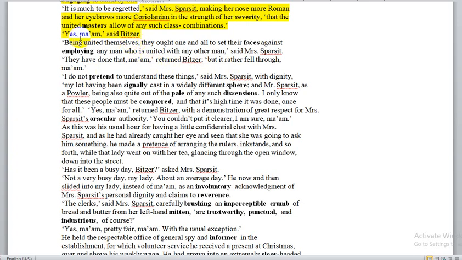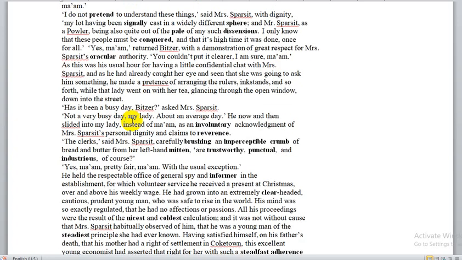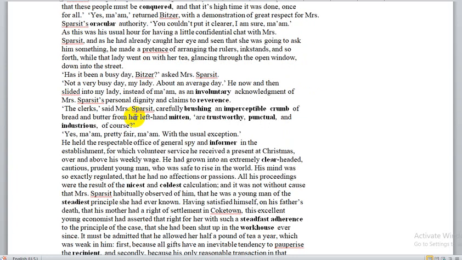So Sparsit here seems to be against these unions arranged by the workers in order to call for their rights, in order to improve their conditions. So Bitzer is portrayed as a person who transports news, who tells Sparsit about the details.